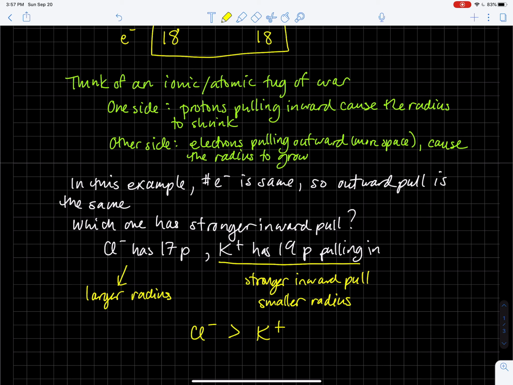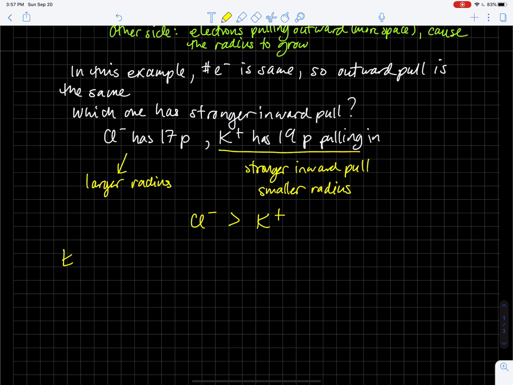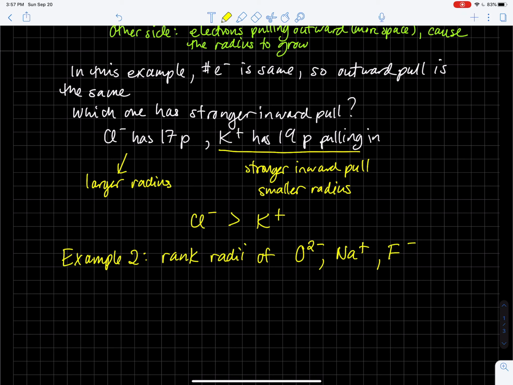Okay, so now I'll do another example for you to try. Example 2, rank the radii of O2 minus, Na plus, and F minus. All right, so you can stop the video and come back when you want to see the answer.